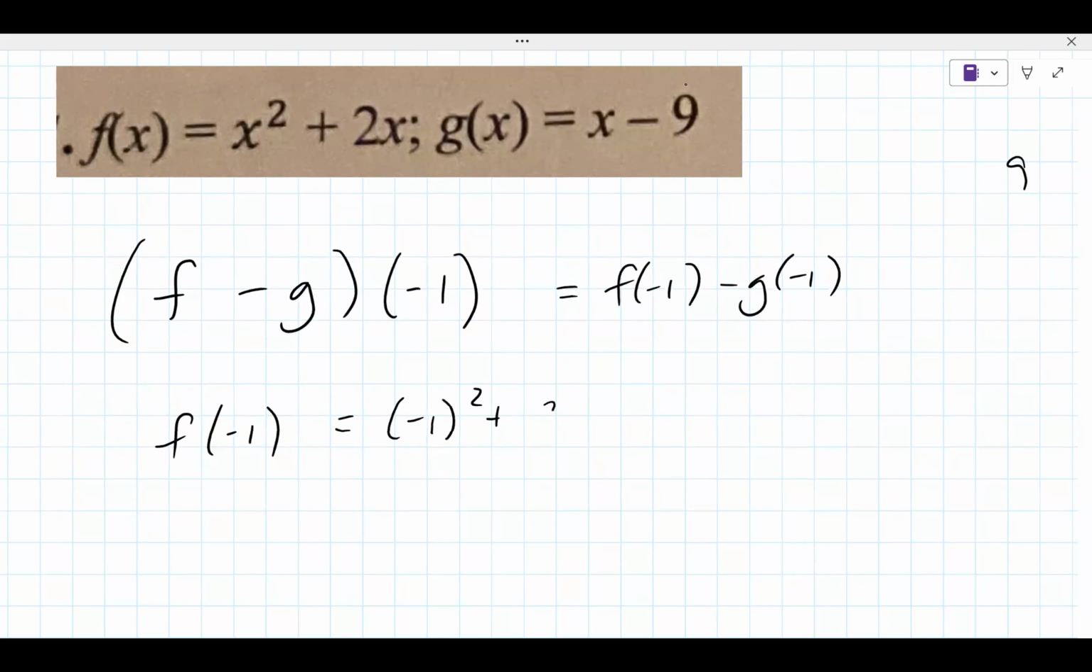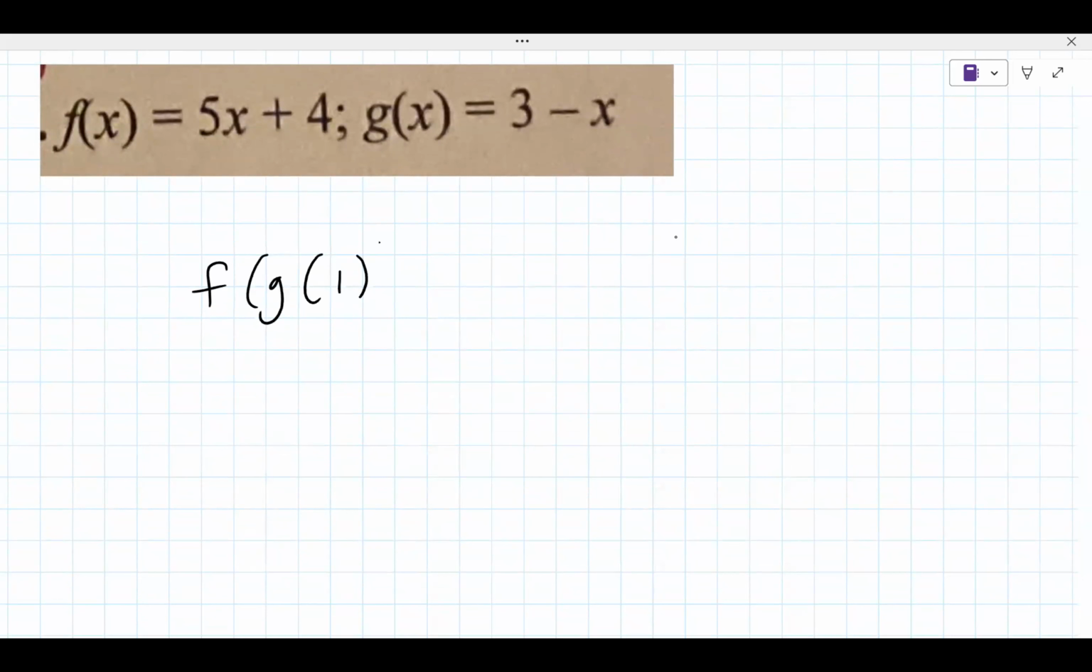Yes. Okay. All right, so a couple of new functions here. We're first going to do f of g of 1. And you always start with the inside function. So you're going to first find g of 1 for me, please.